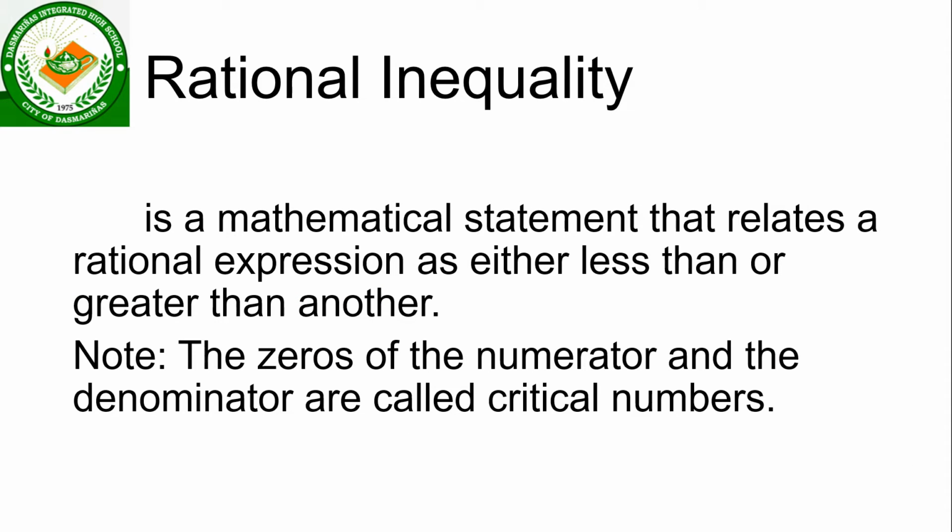By the way, this is the fourth part of our discussion on rational functions. A rational inequality is a mathematical statement that relates a rational expression as either less than or greater than another. Take note that the zeros of the numerator and the denominator are called the critical numbers of this rational inequality.